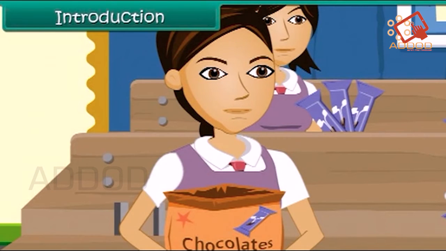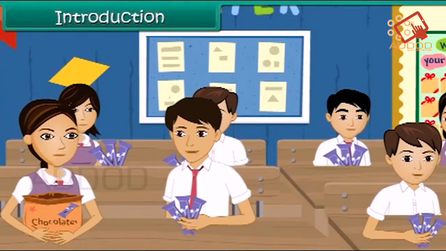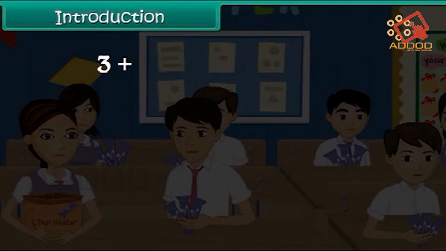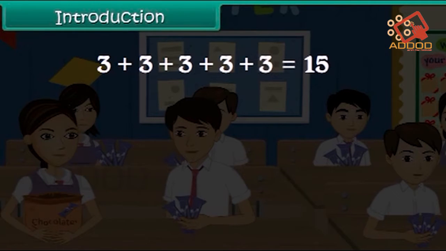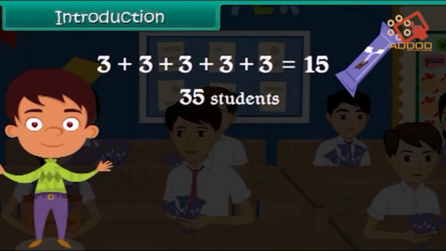It is Ria's birthday today. She has decided to give 3 chocolate bars to each of her classmates. So far she has covered 5 friends. Therefore she has given away 3 plus 3 plus 3 plus 3 plus 3, which is equal to 15 chocolate bars. After a while she finishes distributing the chocolate bars to the entire class of 35 students.